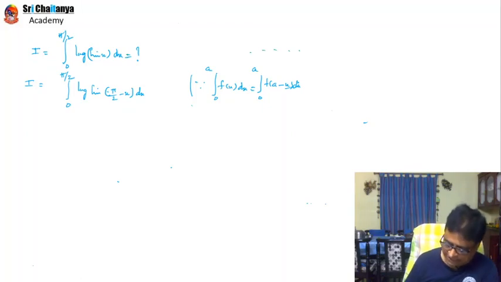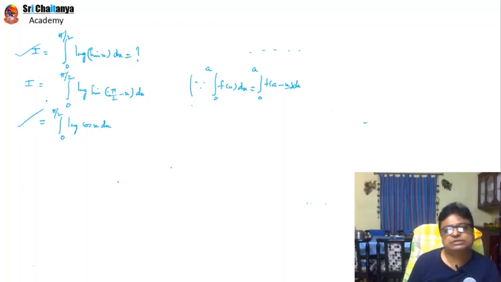So my friends, here I applied the same property. So this is nothing but 0 to pi by 2 log of sin of pi by 2 minus x, which is cos x, log cos x dx. So here what I am going to say, integration 0 to pi by 2 log sin x dx is nothing but integration 0 to pi by 2 log cos x dx. Both are same. So these two are same.